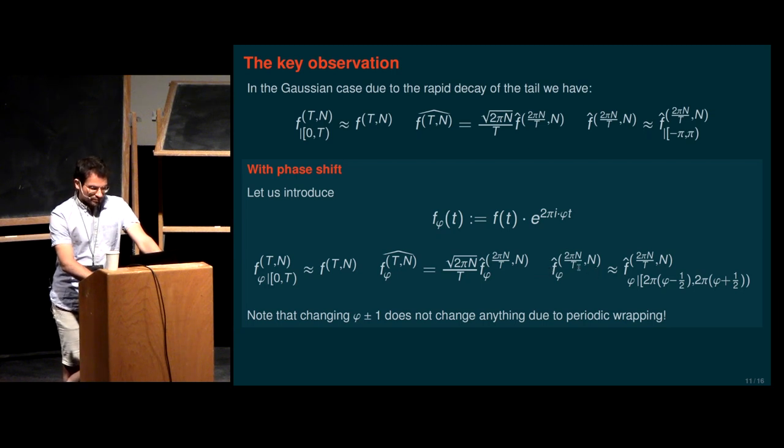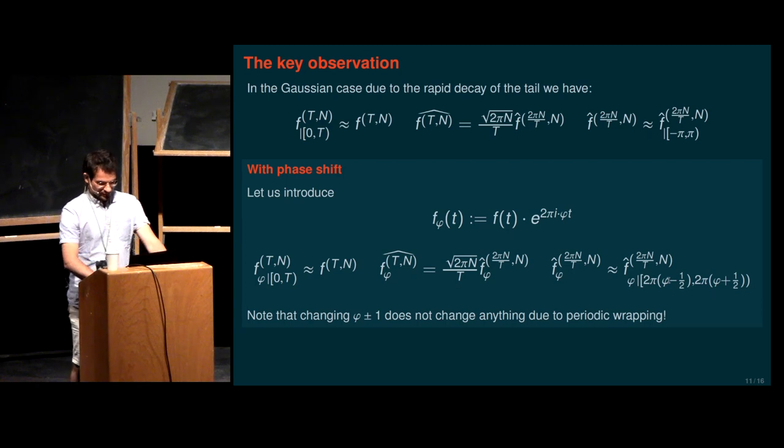And so now I need to understand how this wrapping happens in the Fourier transform picture, in the continuous Fourier transform. So remember, I did some phase multiplication here, so its continuous Fourier transform will be shifted by this value 2 pi i phi. And so my new Gaussian will not be peaked at zero, but it will be peaked at the actual phase that I want to estimate. So in particular, I need to truncate this function around that point. So it will be truncated around 2 pi phi, plus minus pi.